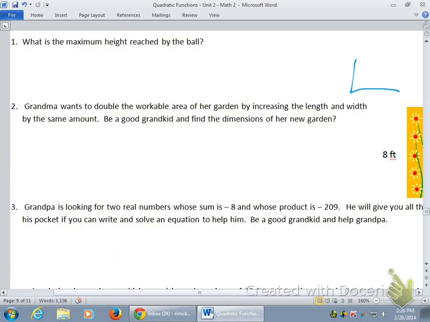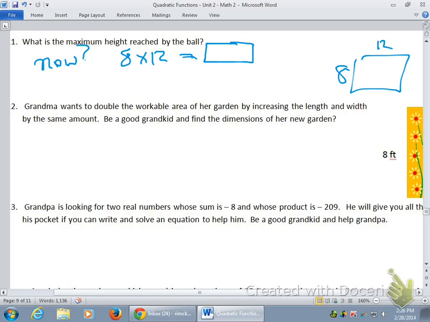Alright, I know you can't see it, but over here you've got an 8 by 12 garden. Okay. So the first thing I would ask you on this problem is, it says Grandma wants to double the workable area of her garden. Well, what is it now? It's 8 by 12, right? So, okay, I'll let you do that. Whatever it is now, that's her current area, right? She wants to double it, so what are you going to do with that? Times it by 2. Well, when you double it, whatever that is, that's your new target.